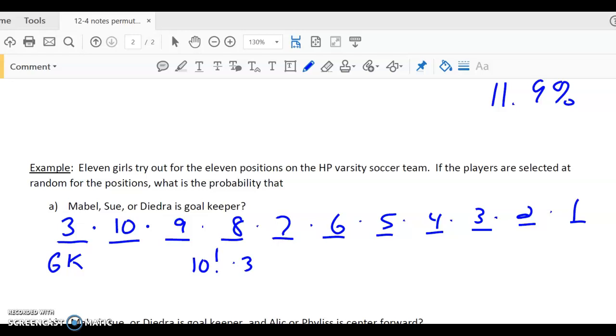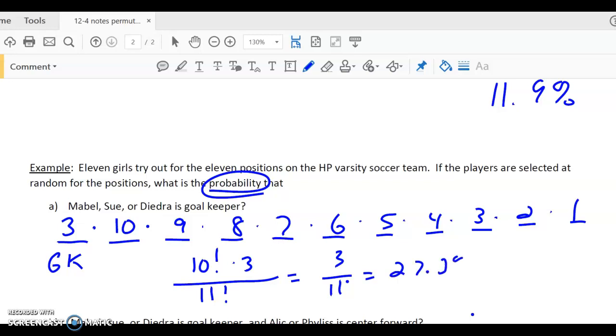And if we think about the total ways, because it says probability again, the total ways would be 10 factorial times 3 divided by the total ways we can put 11 people in the position, so 11 factorial. This would equal 3 over 11, which is 27.3%.